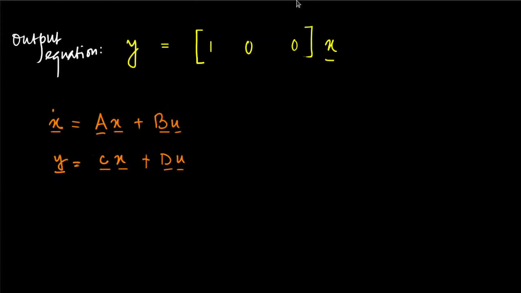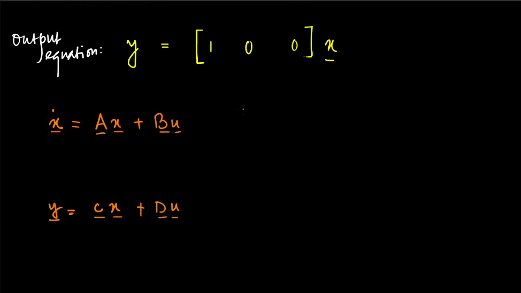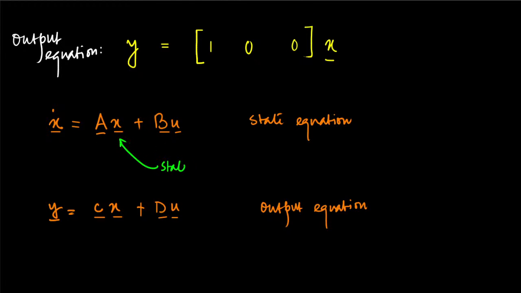Okay, so let me just tell you the names of all these things. You already know that this equation is known as the state equation, and you already know that this equation is known as the output equation. Okay, all right. So you already know what is x and what is x dot, right? x is known as the state vector. So obviously x dot is the derivative of the state vector.